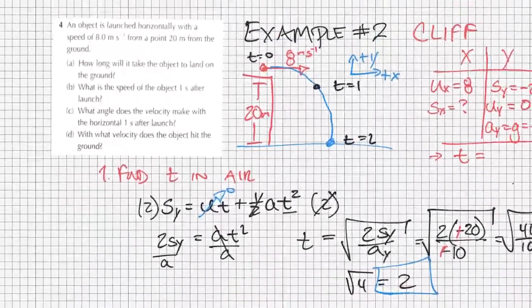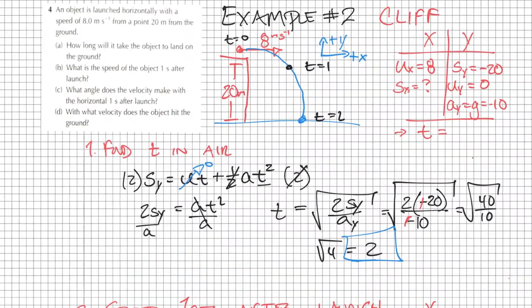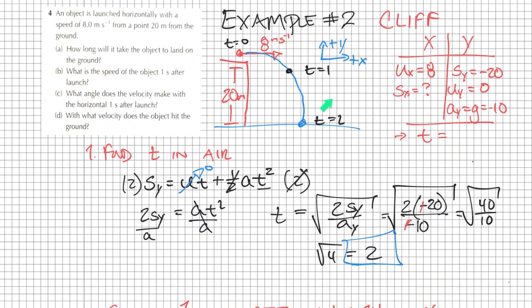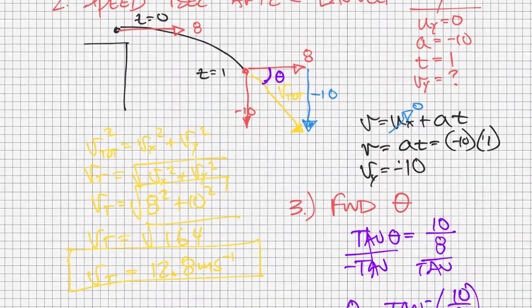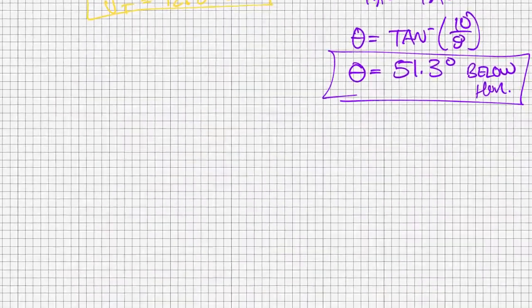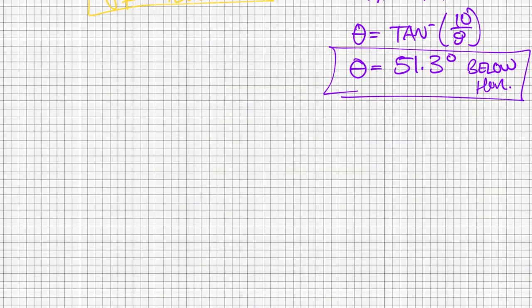Okay. Last part of this one. I like this one. It does a good job of just basic cliff problem, but also looking at vectors and how we manipulate vectors. So with what velocity does the object hit the ground? And so again, when we're looking at velocity, we have to have two things: how fast and which way. So we're almost doing part B and C again, but now for when it hits the ground. So let's go ahead and do that.